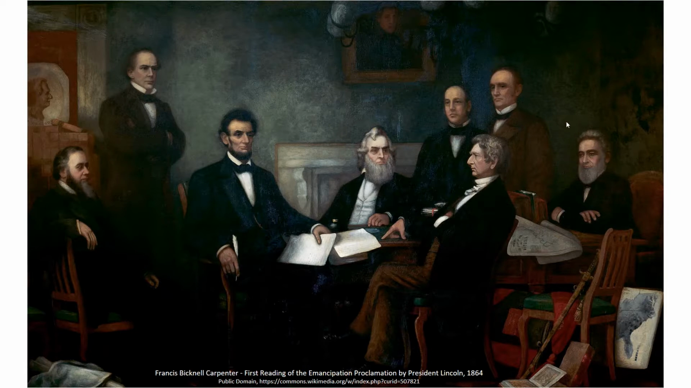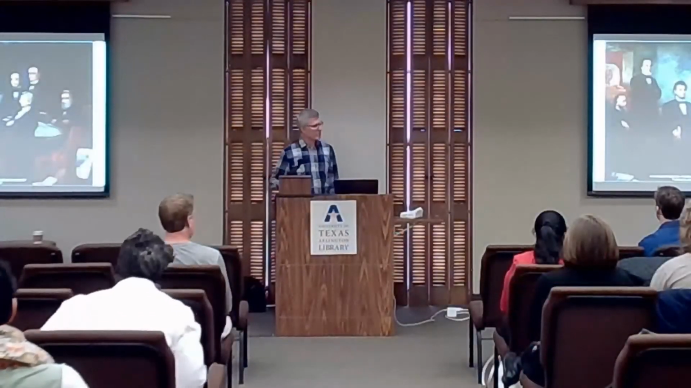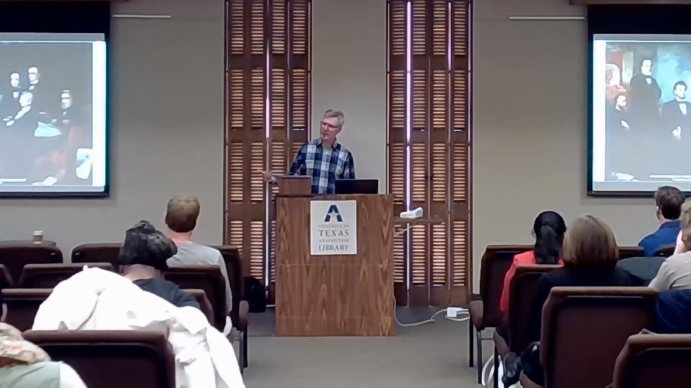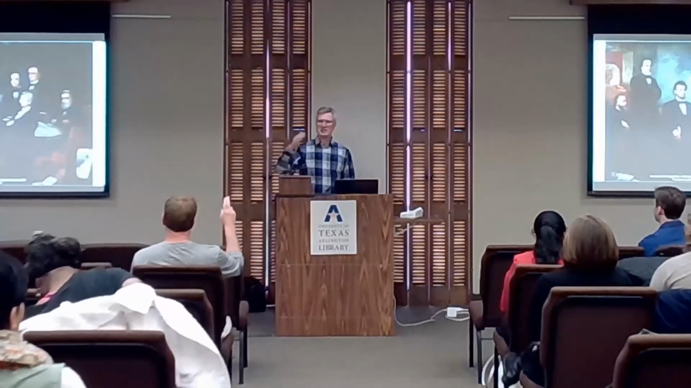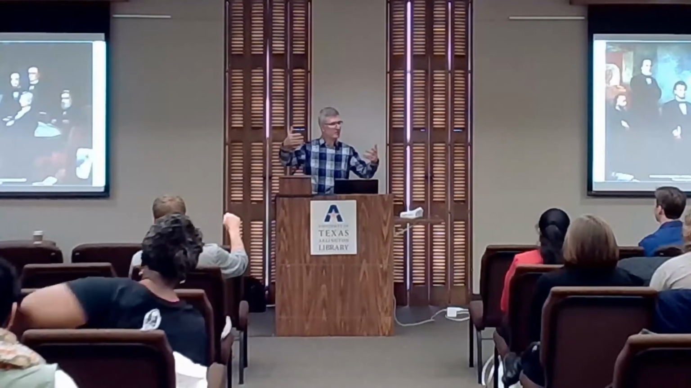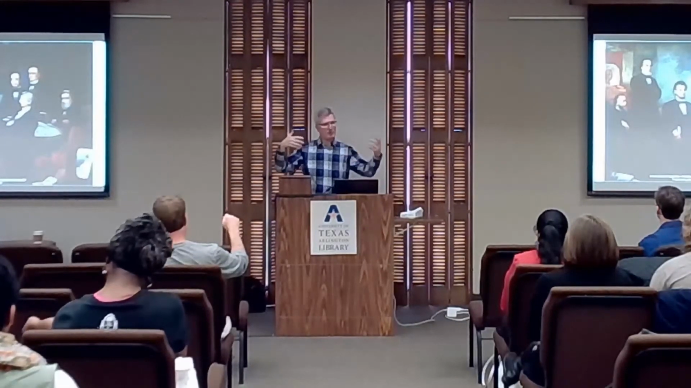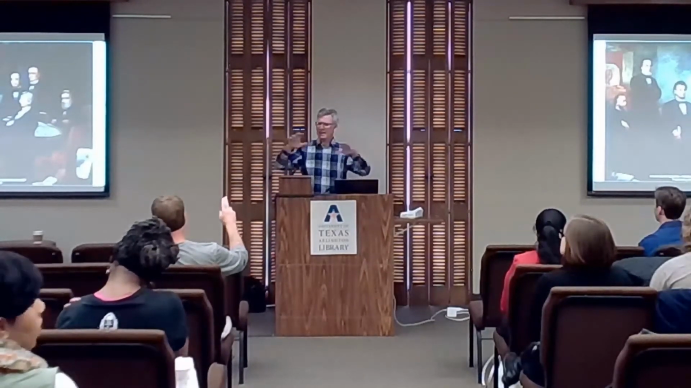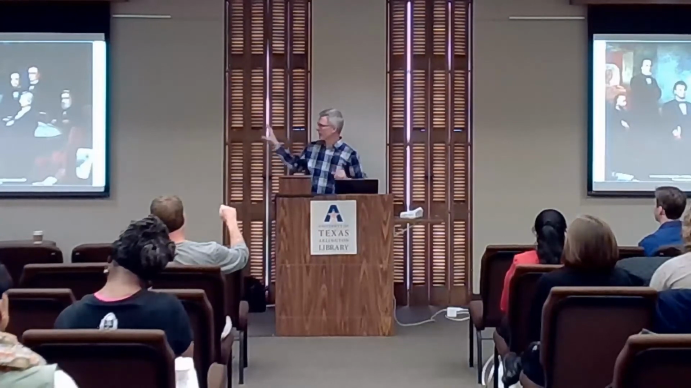And so this is called the reading of the Emancipation Proclamation. The piece of paper that Lincoln has in his hands is the Emancipation Proclamation. He's discussing it with his cabinet. Now, the painter wasn't actually there when this happened, but he did talk to the people and he met with Lincoln and so forth. Anybody have any ideas why he arranged the characters the way he did?